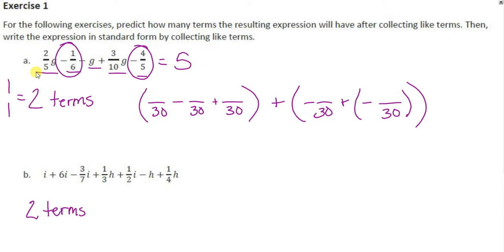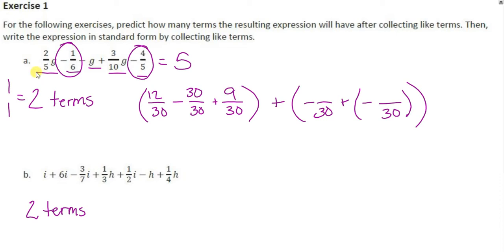All right, so we're going to start off with the 2/5. 5 times 6 is 30, so 6 times 2 is 12. G, that's just a 1. So what number do I need to put in the numerator to make this over 30 be a whole number? 30. So 30 over 30. Plus 3/10. 10 times 3 is 30. 3 times 3 is 9.